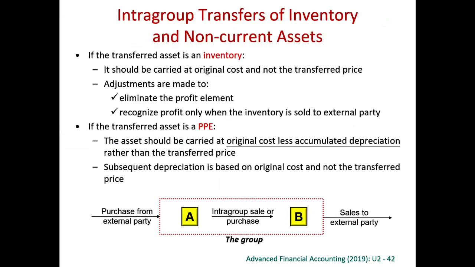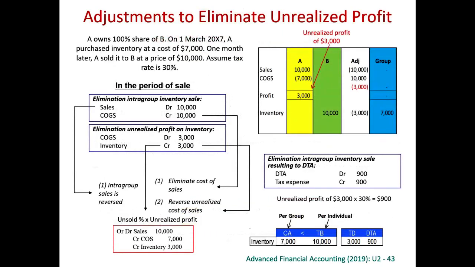Let's see the impact. We'll illustrate this impact by using two assets. The first one is inventory and the second one is property, plant and equipment. Inventory first. Take this as an example. A owns 100% of B, and on 1st of March 2007, A purchased inventory at a cost of 7,000. One month after, A sold it to B at a price of 10,000. Assume a tax rate of 30%. A is the parent, B is the subsidiary.